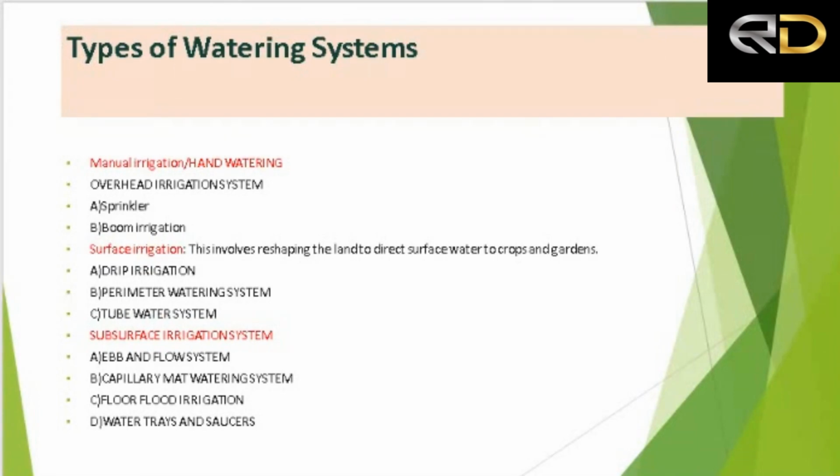Then the third subhead is the surface irrigation. What is under that? It involves reshaping the land to direct surface water to crops and gardens. So surface irrigation includes drip irrigation, perimeter watering system, and tube water system. These are the three systems we should adopt inside the greenhouse in the surface irrigation.